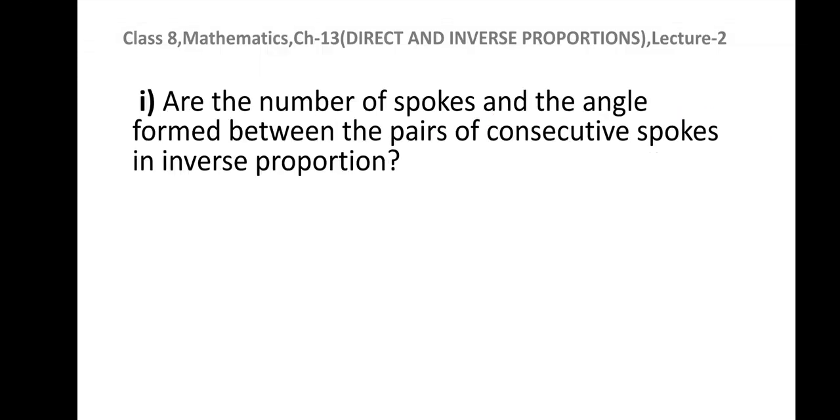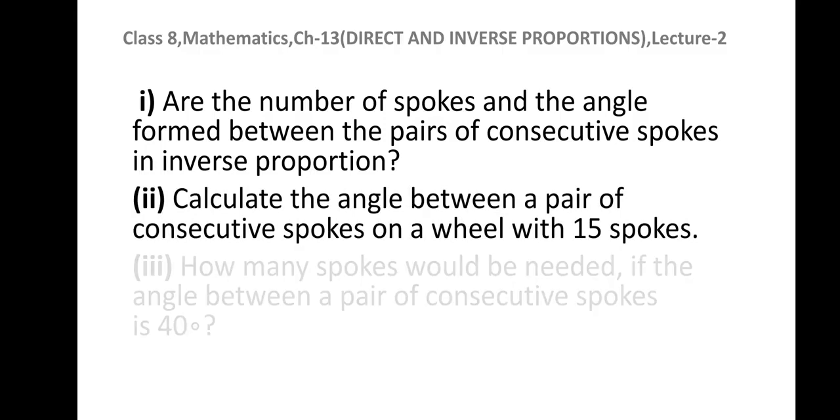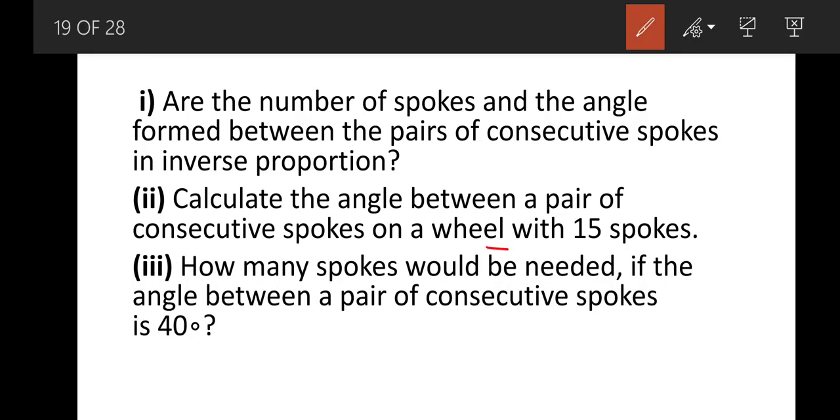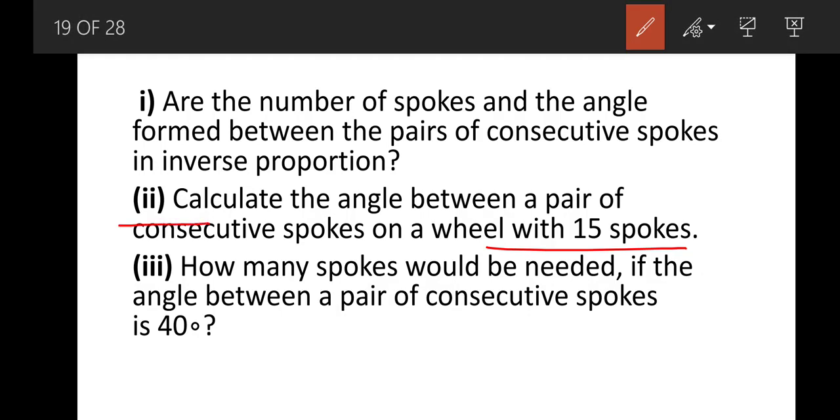First question is, are the number of spokes and the angle formed between the pairs of consecutive spokes in inverse proportion? We need to find out whether it is an example of inverse proportion or not. Second part is, calculate the angle between a pair of consecutive spokes on a wheel with 15 spokes. We need to find the angle if the number of spokes is 15. And third question is, how many spokes would be needed if the angle between a pair of consecutive spokes is 40 degrees? So in this second part, spokes are given to us. In this third part, angle is given to us, and we need to find the number of spokes.